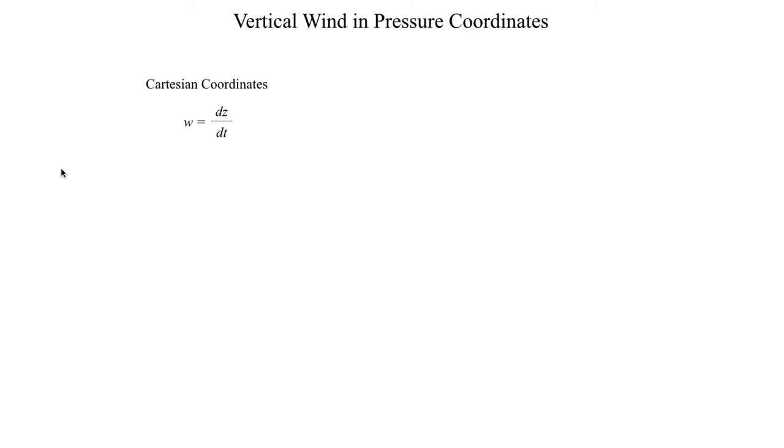Hello class, welcome to the next segment in lecture 27. In this segment we're going to take a look at how the vertical velocity component in our wind vector changes when we go from height coordinates, or standard Cartesian coordinates, to a pressure coordinate system. So that's what we're going to be covering, and to start things off, I'll refresh your memory on what one definition of the vertical component of the wind speed actually is.